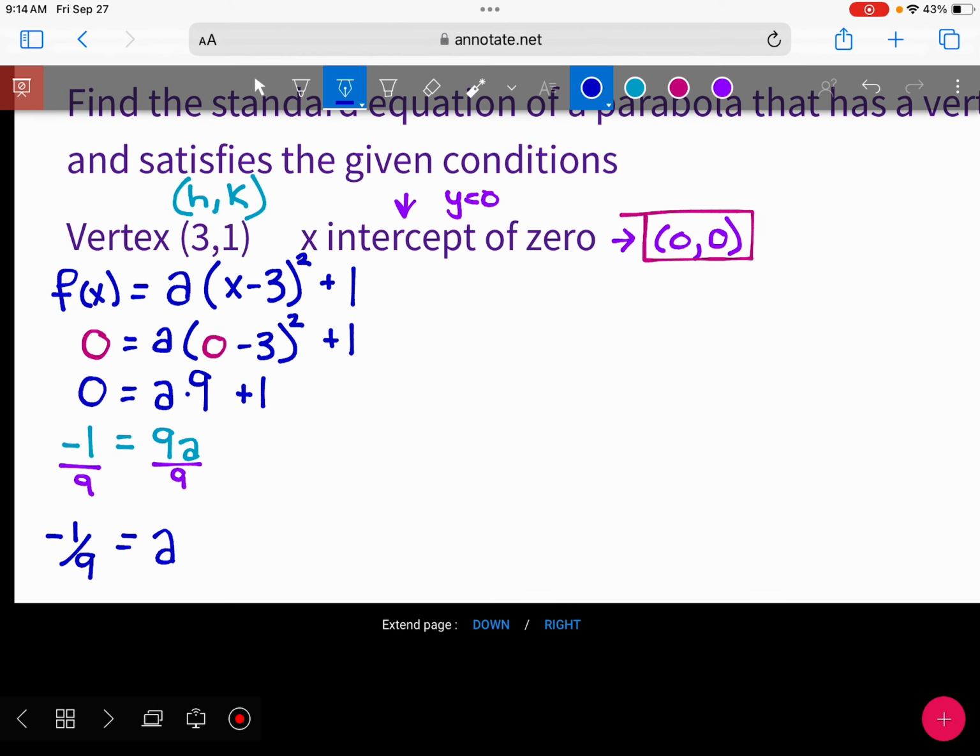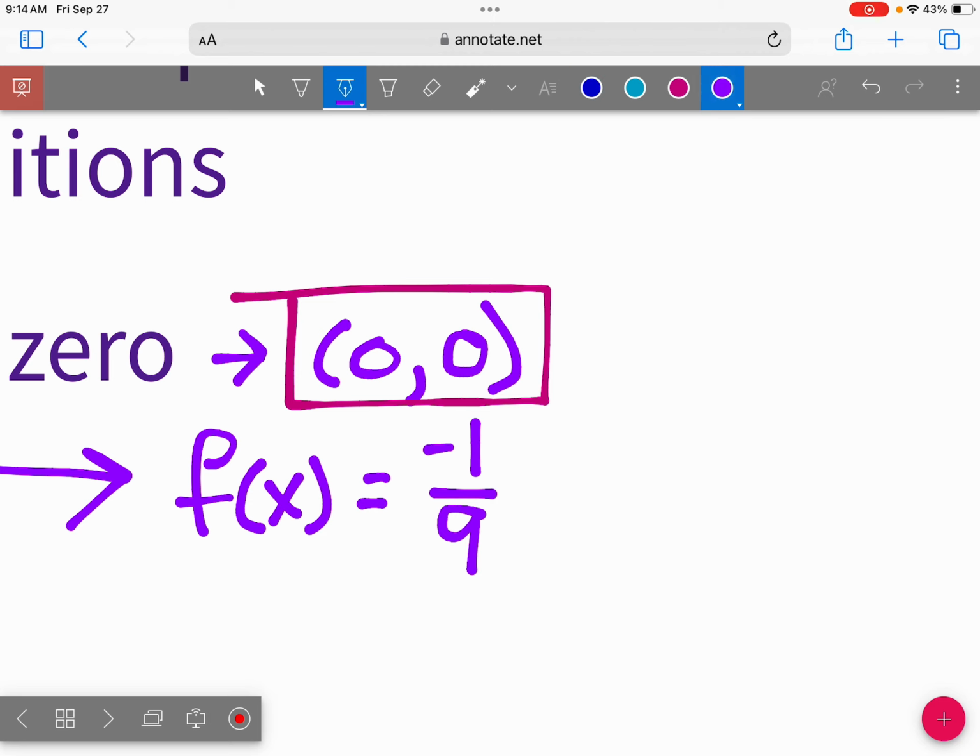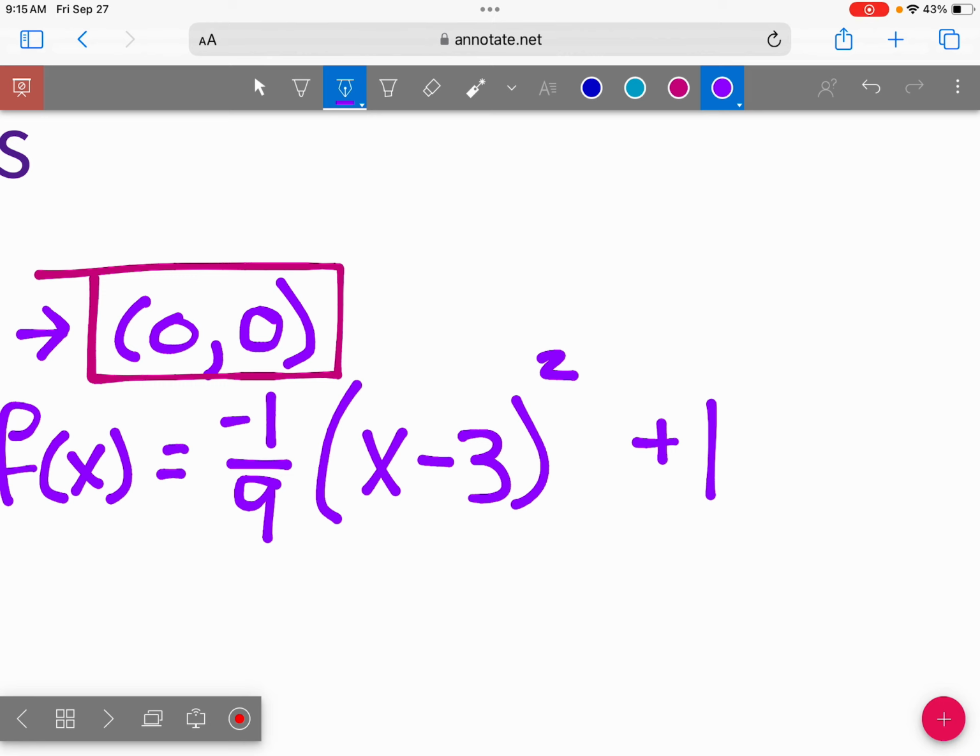So then we're going to take it back up into our vertex form equation, so I can finish that out and make that complete. Where we have our f of x equals negative 1/9 times x minus 3 squared plus 1. And if we were just writing it in vertex form, we'd be done. But we're not asked to write it in vertex form. We're asked to write it in standard form, which means I need no parentheses.